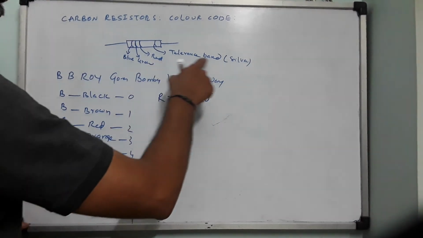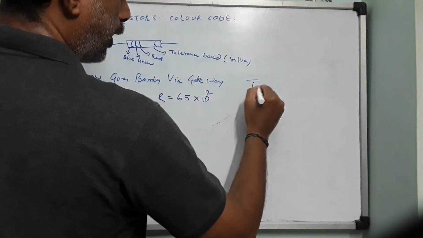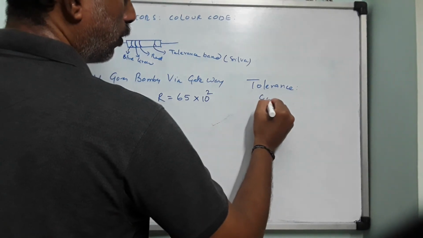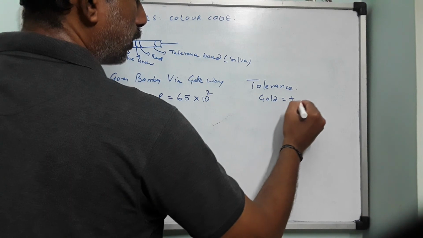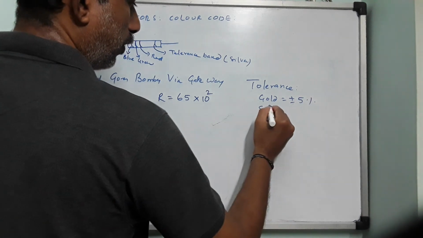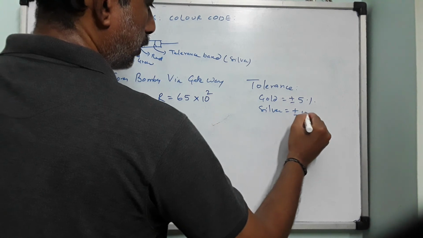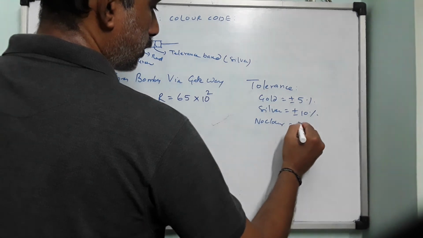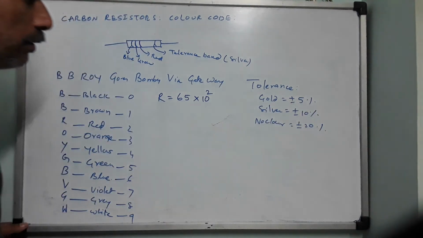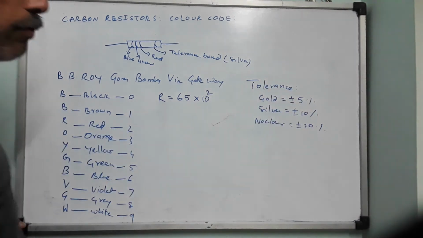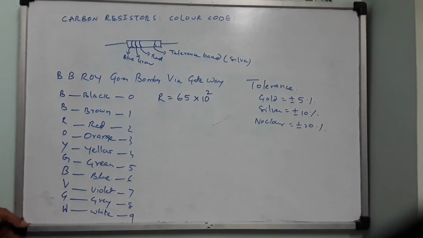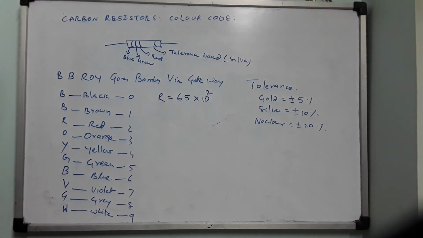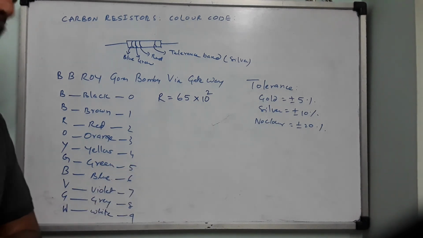Fine. Now tolerance is how much? Silver. Yeah. Tolerance bands I will write. Tolerance. Gold plus or minus 5%. Silver plus or minus 10%. No color plus or minus 20%. Double 5 to the 10, 10 to the 20. Not 5, 10, 15. 5, 10, 20. What does this tolerance mean? It is the variation of resistance or resistivity depending on the temperature.